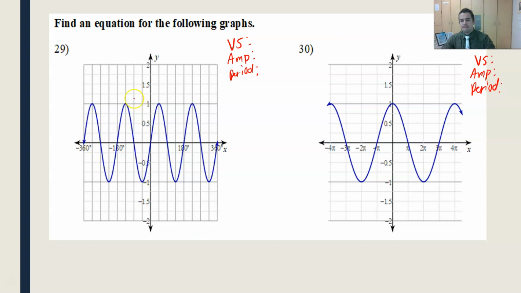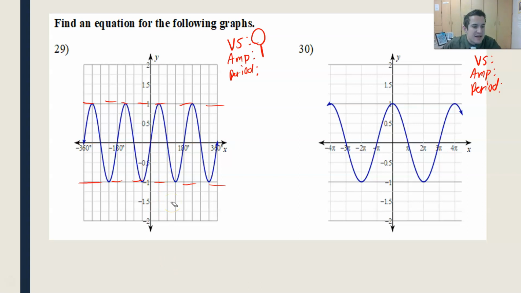So, on here, it looks like I don't get any higher than 1, any lower than -1, which means my midline is still at 0. So there is no vertical shift. And since I'm going one above or one below, it doesn't look like I have any amplitude change either, so my amplitude is 1. Well, what's my period?